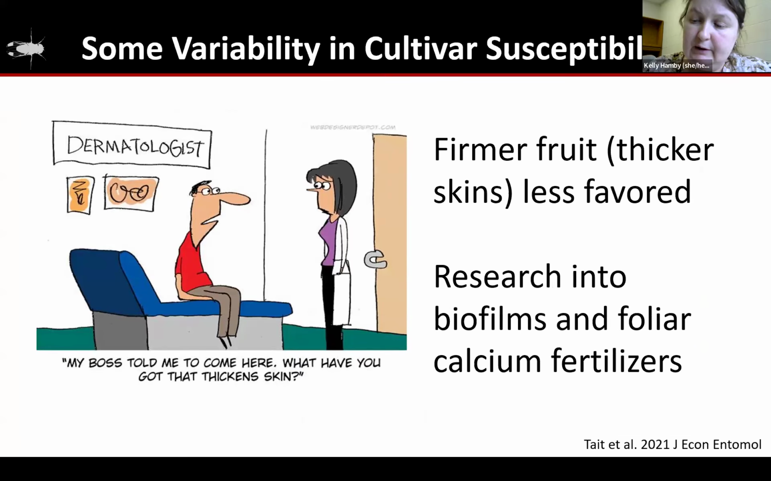Some other things that you can do to try to reduce your spotted wing Drosophila from the beginning is thinking about having the firmer fruit. So we know that firmer fruit is less favored. There's also been some research into using biofilms and foliar calcium fertilizers to try to make the thickness of the skin firmer to reduce their attractiveness to spotted wing Drosophila. Now, all of these management strategies will fall apart if there's nothing else for spotted wing Drosophila to eat, but this does help. This does help in combination with all these other IPM tactics we're going to talk about.